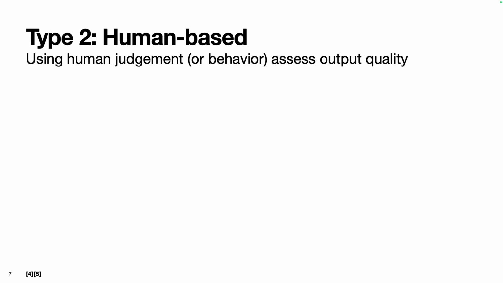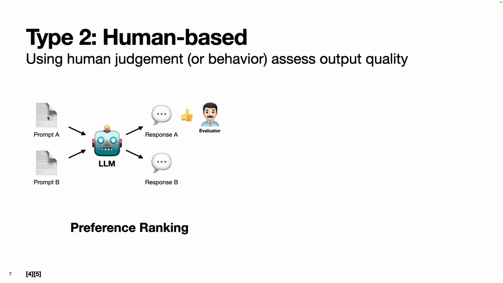Here I'm going to talk about two general types of human evals. The first type I'll call preference rankings. So this is basically, let's say you have prompt A, prompt B. You're going to pass them into an LLM. They're going to generate two responses. And basically what you have is a human expert, whether it's a domain expert or some kind of end user. You just have them say which of the two responses is better.